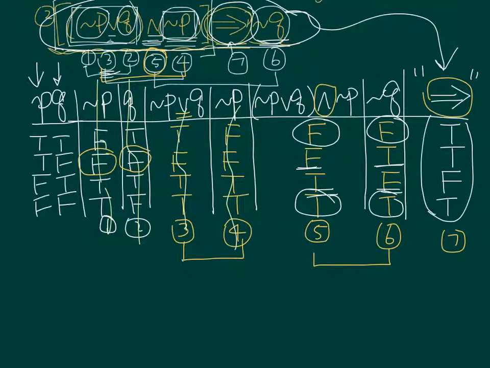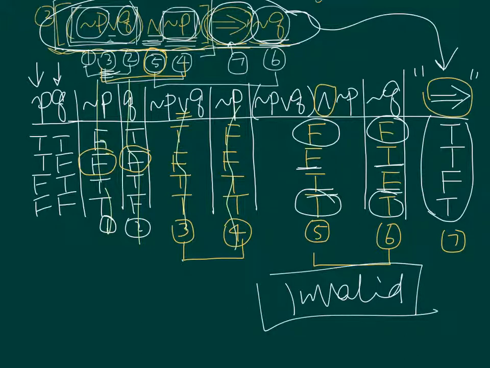And this is going to be your solution column. And based on the solution column, you need to answer the question or draw a conclusion. This indicates the given argument is invalid to complete the question.